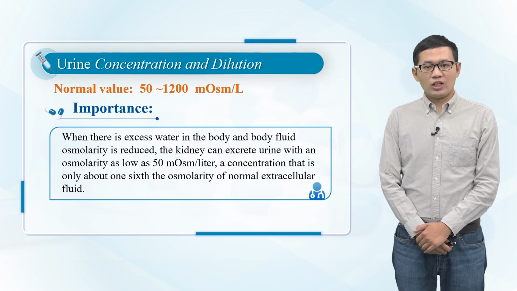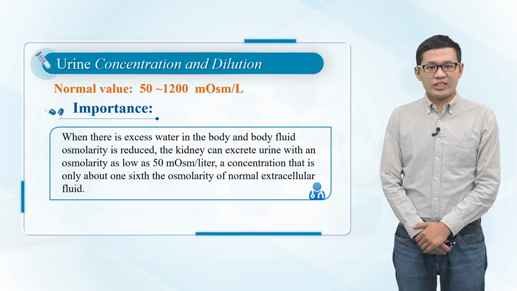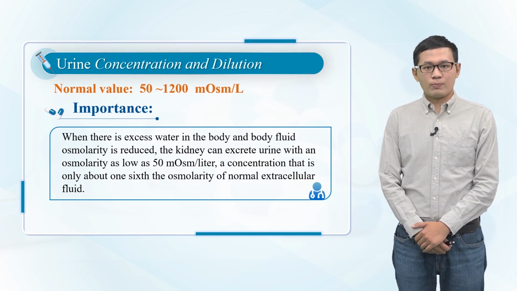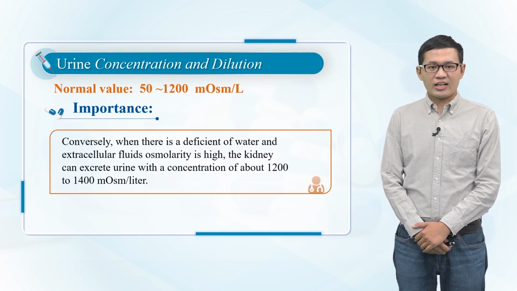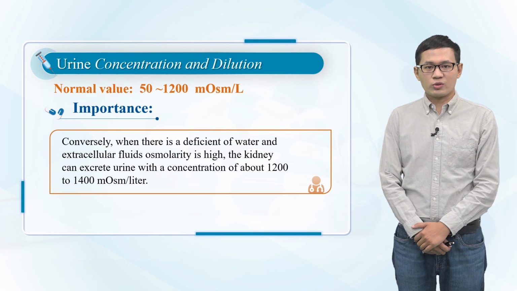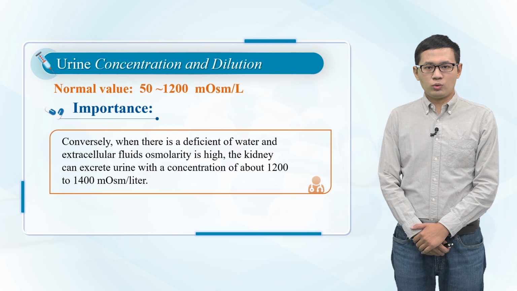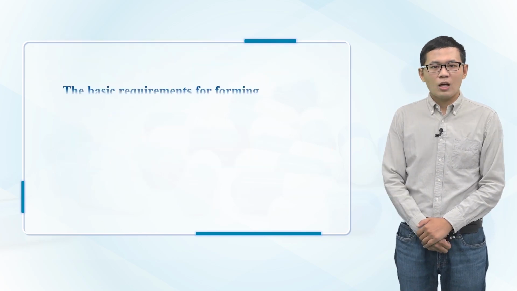When body fluid osmolarity is reduced, the kidney can excrete urine with an osmolarity as low as 50 milliosmoles per liter. Conversely, when extracellular fluid osmolarity is high, the kidney can excrete urine with a concentration of about 1,200 to 1,400 milliosmoles per liter.